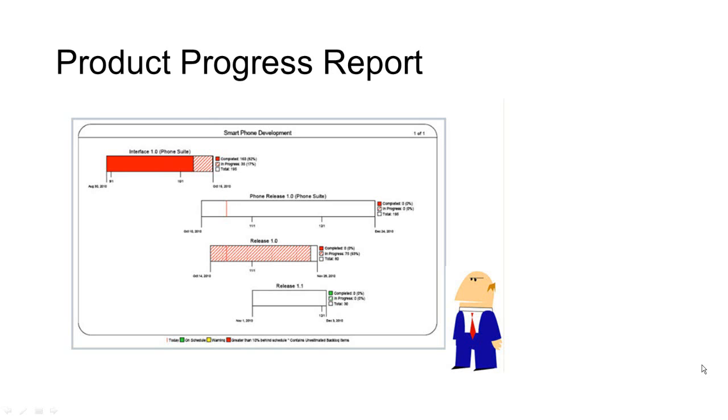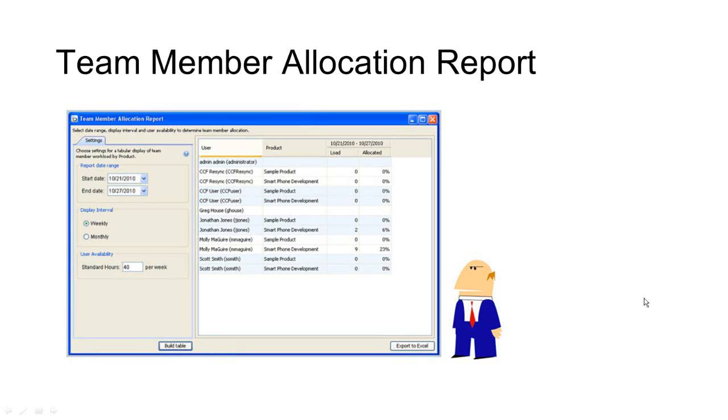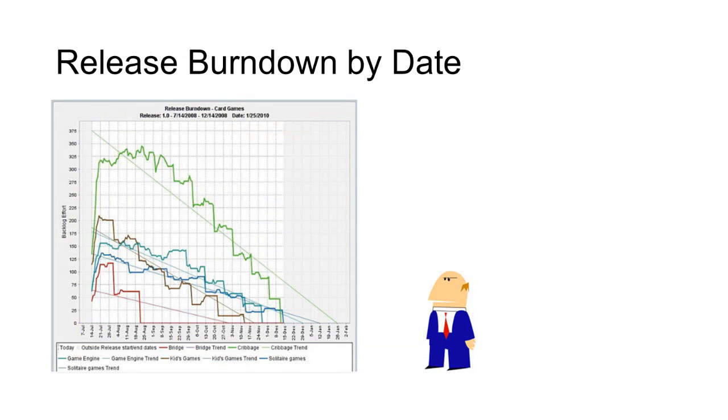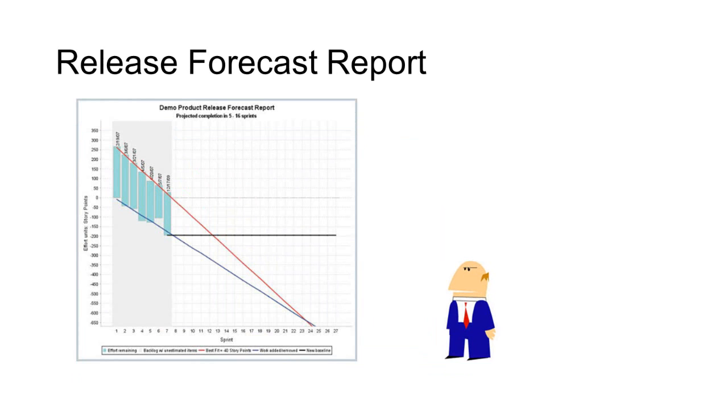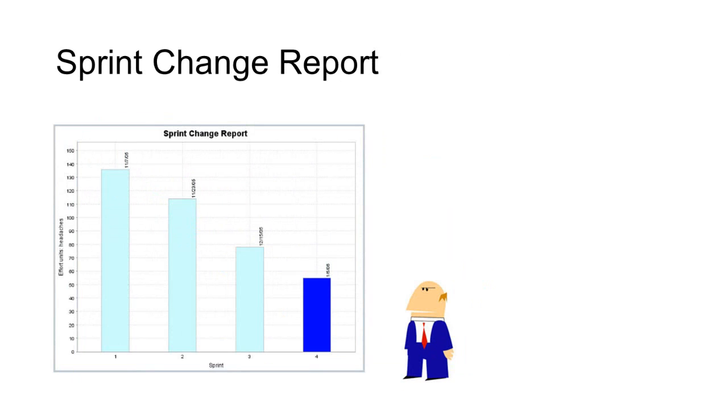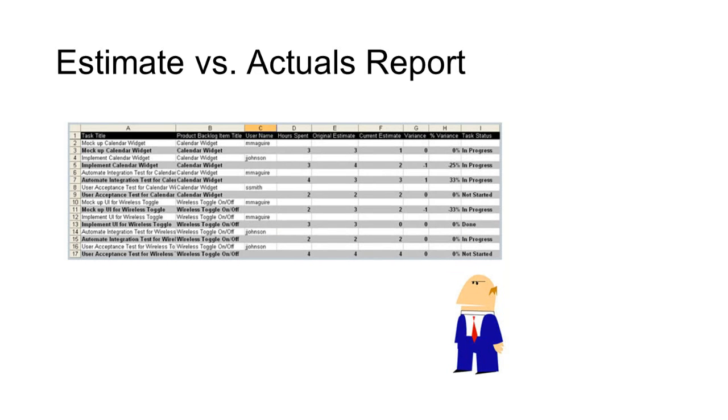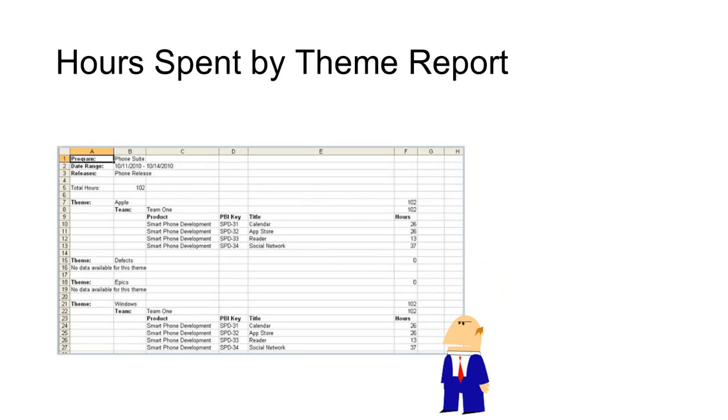These reports include the product progress report, team member allocation report, epic progress report, release burn down by date, release burn down by sprint, release forecasting report, sprint change report, and the estimate versus actuals report, and the hours spent by team report.